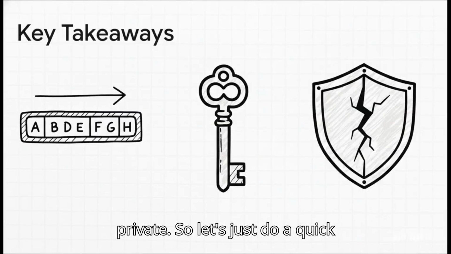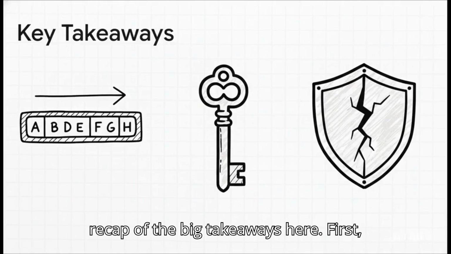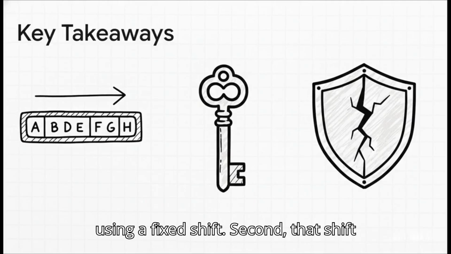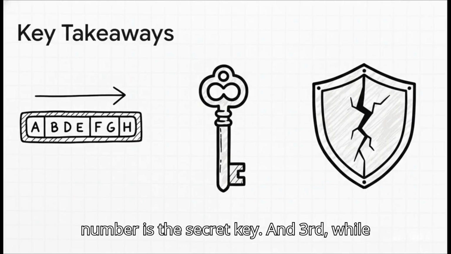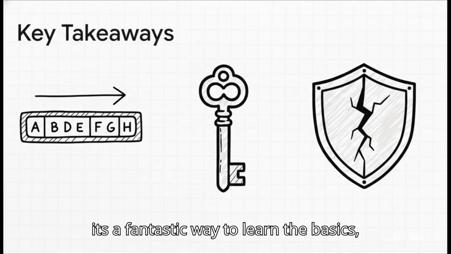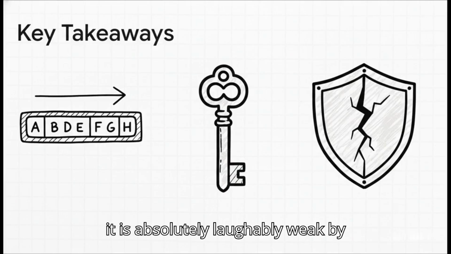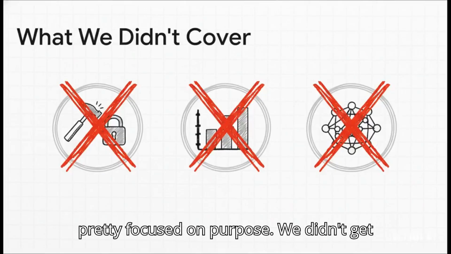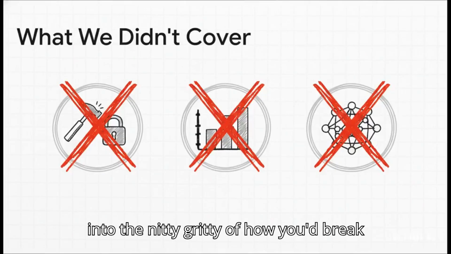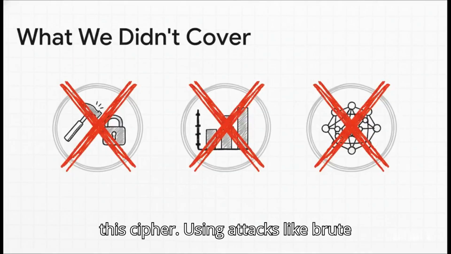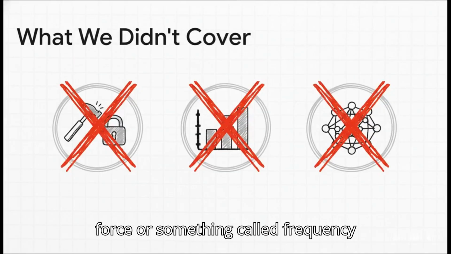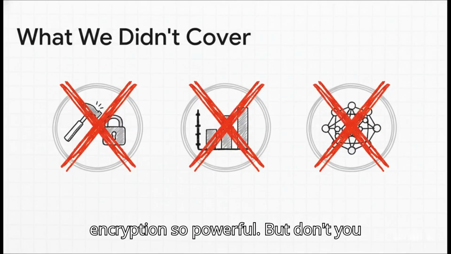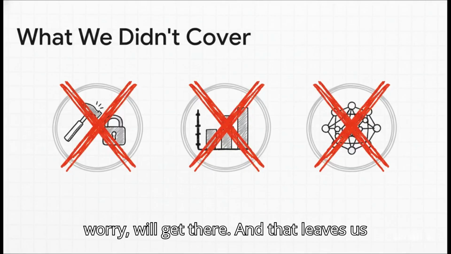So let's just do a quick recap of the big takeaways here. First, the Caesar cipher just swaps letters using a fixed shift. Second, that shift number is the secret key. And third, while it's a fantastic way to learn the basics, it is absolutely laughably weak by today's standards. Now, we kept this intro pretty focused on purpose. We didn't get into the nitty-gritty of how you'd break this cipher, using attacks like brute force or something called frequency analysis. And we definitely didn't touch the principles that make modern encryption so powerful. But don't you worry, we'll get there.